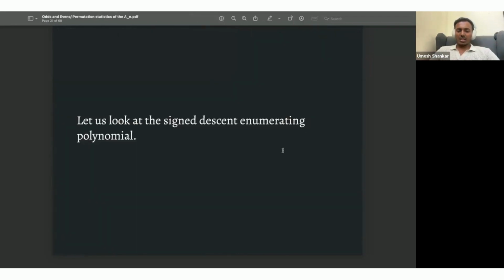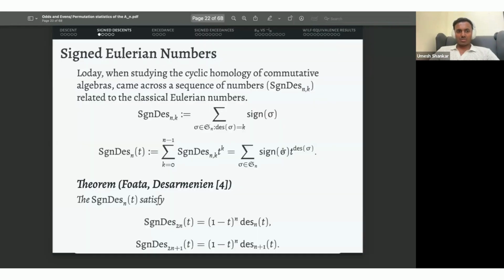So let us look at the sign descent enumerating polynomial. Sign descent enumerating numbers were first studied by Lode. When studying the cyclic homology of commutative algebras, he came across a sequence of numbers and he found out that they were actually given by this particular, can you see my cursor?